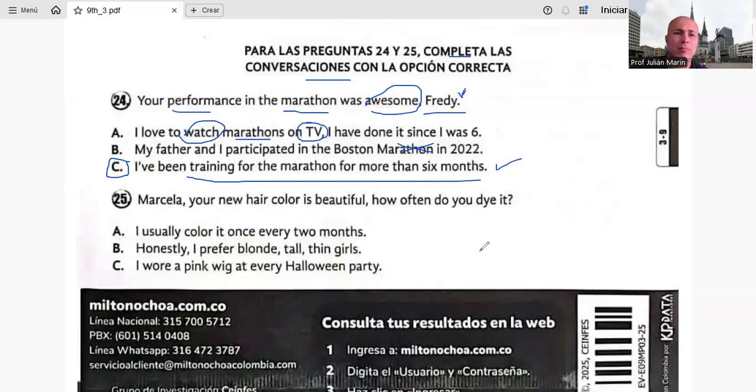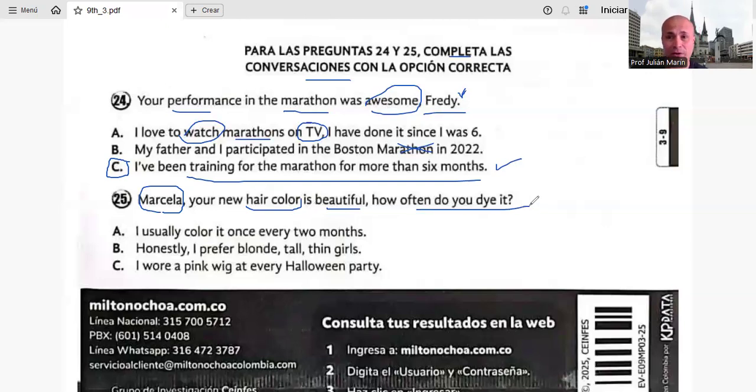25. Marcela, your new hair color is beautiful. How often do you dye it? So, what is the context? Hair color, beautiful. This is a compliment. Marcela is receiving a compliment from someone, talking about her hair color.